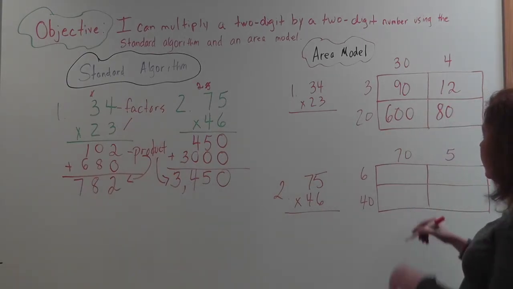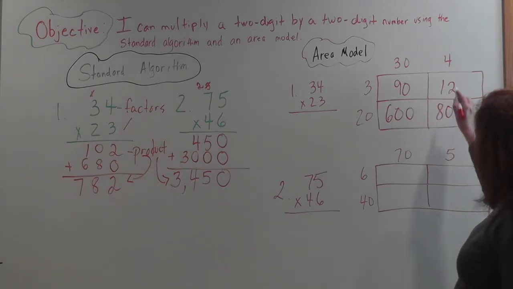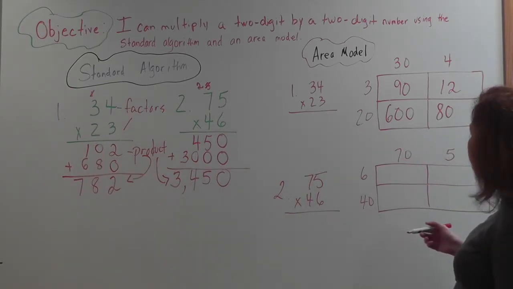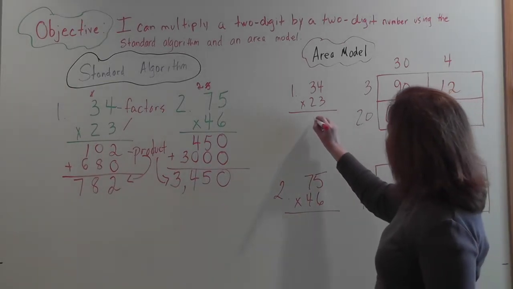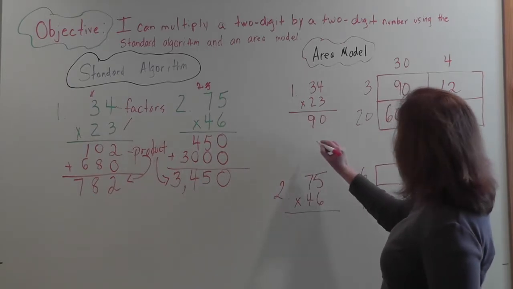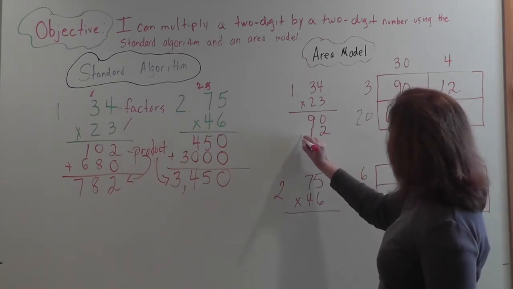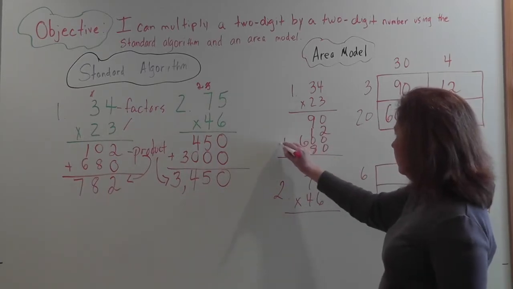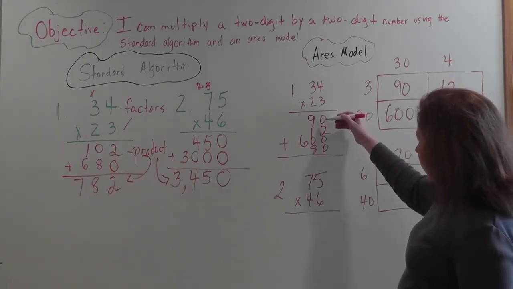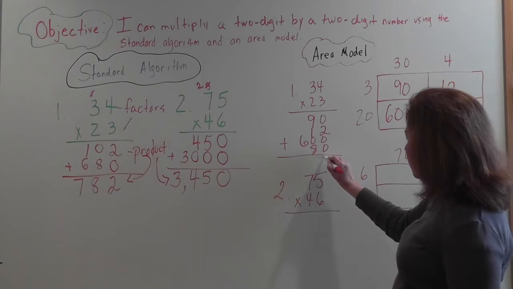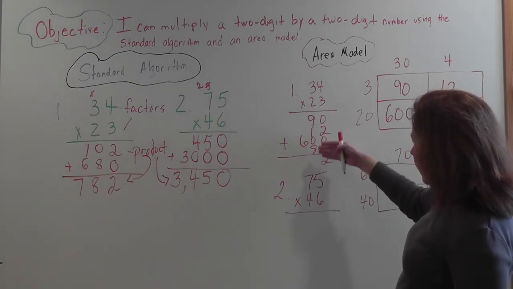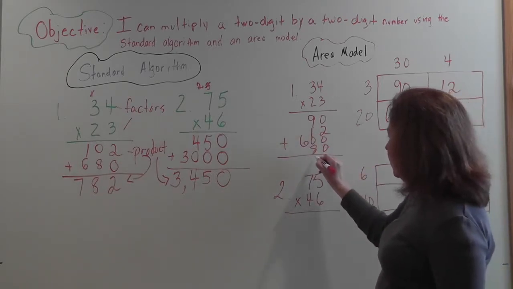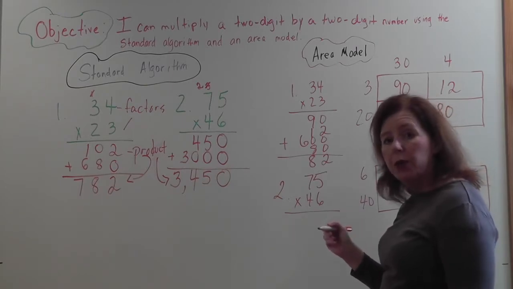Now what I need to do is I need to add all 4 up. All 4 sections up to get my product. So I'm going to go 90 plus 12 plus 600 plus 80. So I'm going to add my 1s, and I'm going to get 2. I'm going to add my 10s, and I go 9 plus 1 is 10, plus 8 is 18. I'll put down my 8, but I need to regroup.